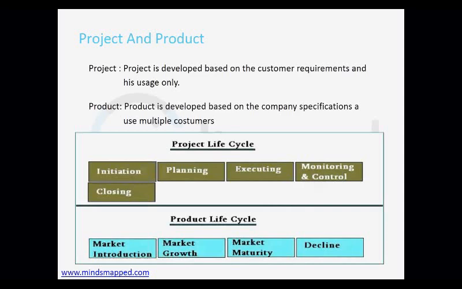The requirements of Axis Bank and ICICI Bank are two different things. Axis Bank will have its own web page, and ICICI Bank will have its own web page, right? So in a project, we get the requirements from the customers and their usage only. In the project life cycle, initiation, planning, executing, monitoring and control, and closing, everything goes as per the customer's requirement. Whereas a product is developed based on company specifications for multiple customers.